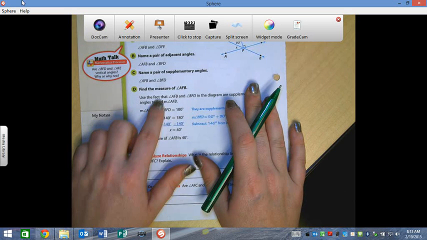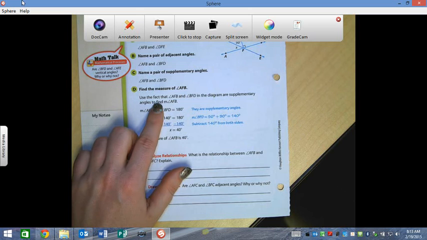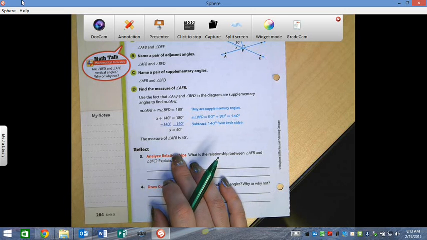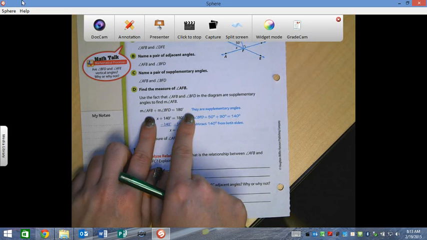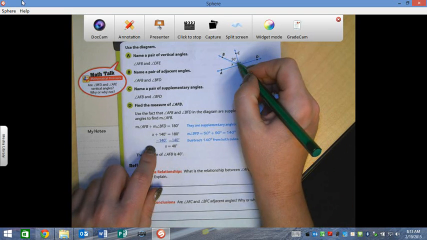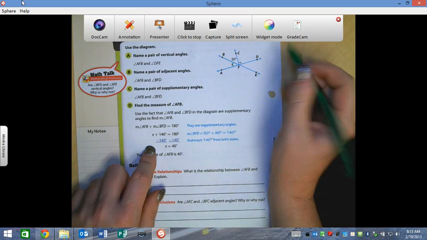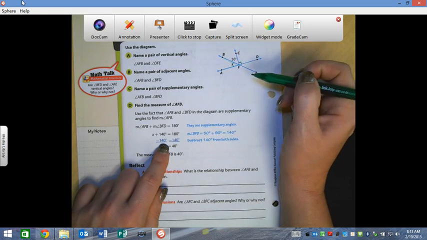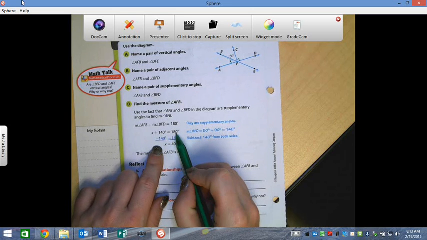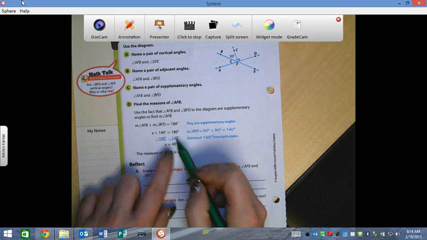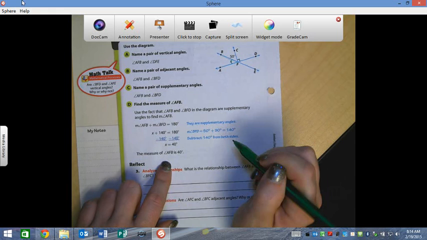Alright, find the measure of angle AFB. Use the fact that AFB and BFD in the diagram are supplementary angles. So this is what we're looking for, AFB. If we add AFB and BFD, they have to equal 180 degrees because they're supplementary and adjacent. So X is AFB, and then we know this means 90 degrees, and this is 50 degrees, so 90 plus 50 gives us 140. So X plus 140 equals 180. Remember back to our equation solving, we subtract 140 from both sides, our inverse operation, and we end up with X equals 40. So the measure of angle AFB is 40 degrees.